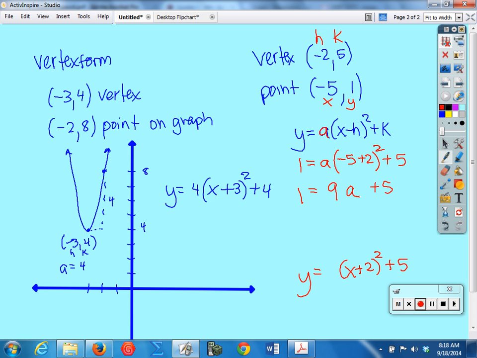Subtract 5, so you get -4 equals 9A. Divide by 9, so you get -4/9. So now you just have to remember to take that value and put it in right here, -4/9.